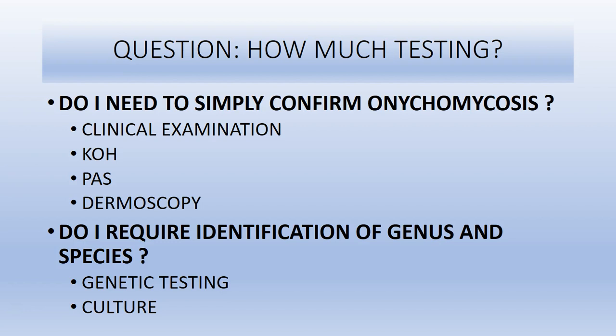Do you need to simply confirm yes or no it's onychomycosis? If that's all the information you require, then your clinical examination together with KOH, PAS, and dermoscopy is going to be sufficient. If you require identification of genus and species, then culturing is certainly an option. However, it lacks sensitivity, with a high rate of false negatives, and so if you require speciation information, molecular genetic testing would be the way to go.